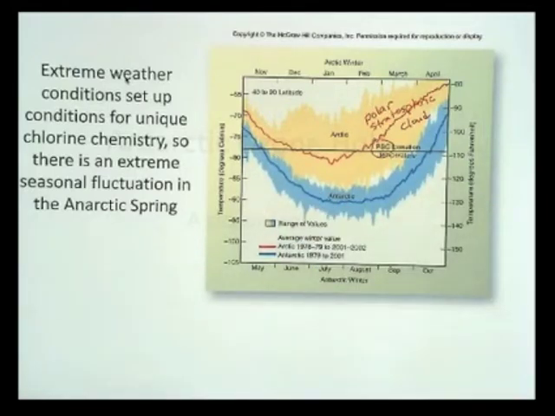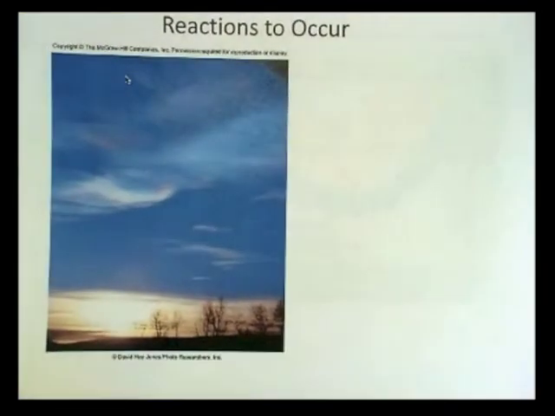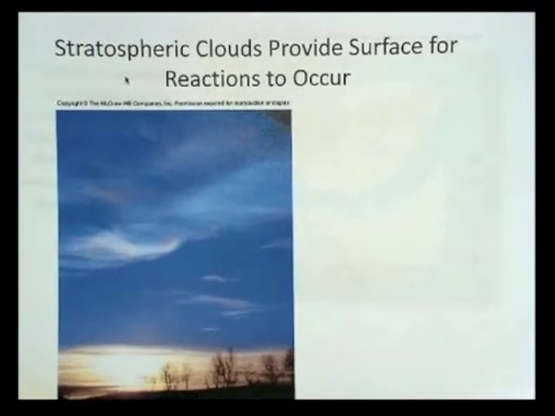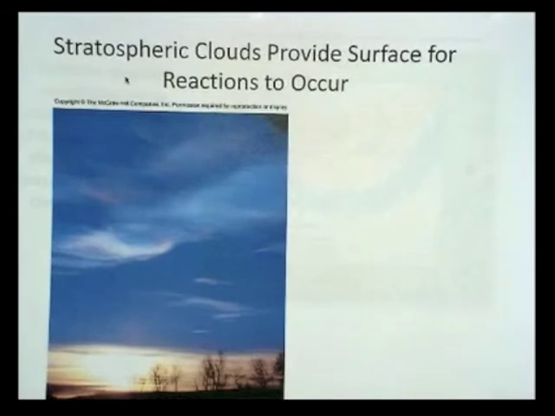And so what happens is those polar stratospheric clouds provide a surface for chemical reactions to occur that wouldn't normally occur. Because they are little bits of ice, it's little solids, the little ice crystals that form these polar stratospheric clouds.